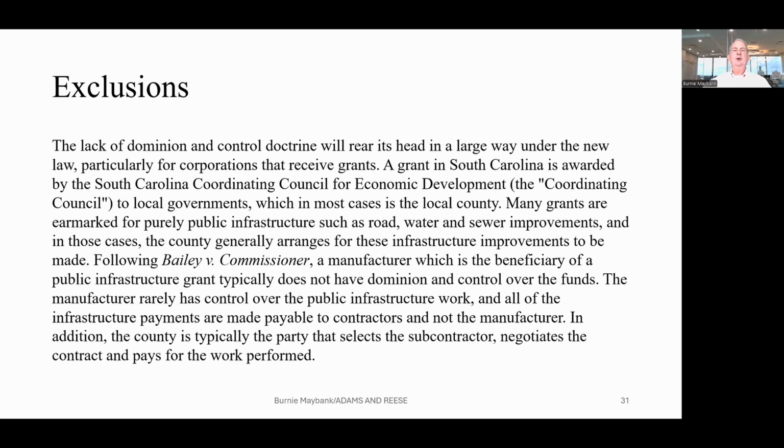The manufacturer rarely has control over the public infrastructure work, and the infrastructure payments are made to contractors, not to the manufacturer. In addition, the county typically is the party that selects the subcontractor, negotiates the contract, and pays for the work performed. So you just gotta make sure the grant includes all of that, which is a practical matter. It's how it works anyway. So you just want the grant to state all of that and not just go over what normally happens anyway.